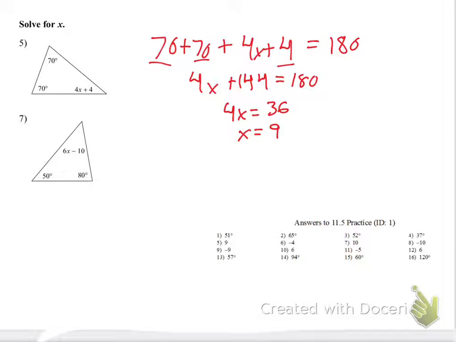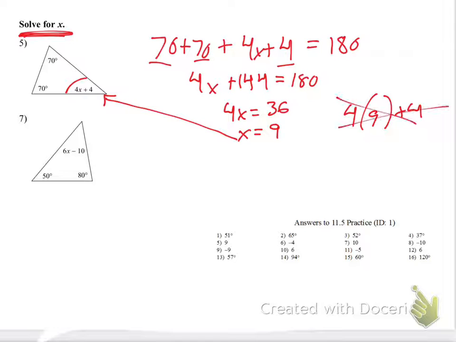So that just means what x is. We need to plug that back in. So I'm going to plug that back into 4x plus 4. So 4 times 9 plus 4, that would be 36 plus 4 is equal to 40 degrees. And it looks like, okay, so this one just says solve for x. But if I wanted to know the angle, I would just plug it in. So this isn't your right answer. We're just looking for x. So x is equal to 9. All right.